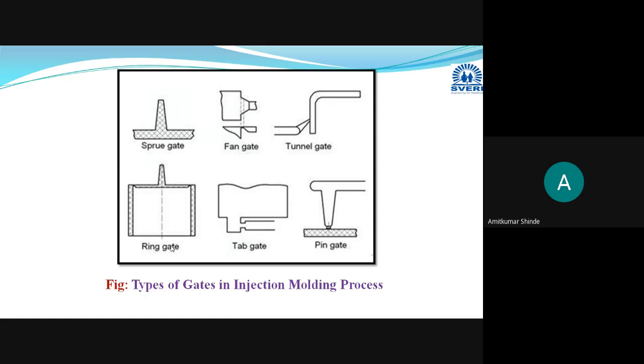Then different types of gates are used in the injection molding process. In this, you can go for the screw gate, its design will be like this. Fan gate, its design will be like this. Then tunnel gate, it will be this shape. A ring gate, then tab gate, pin gate. According to your need, you can use a different design or type of gate.